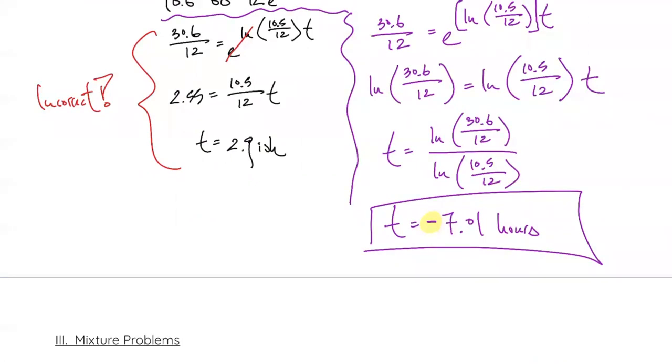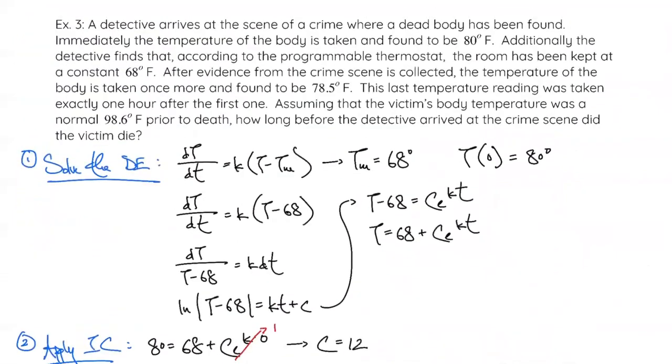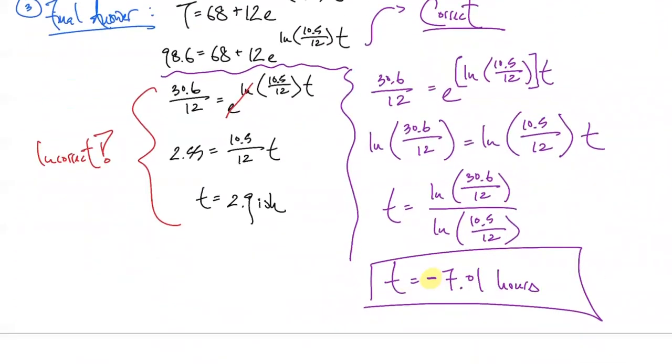Okay, so let's go back to the question, make sure we've answered it. It says, how long before the detectives arrived at the crime scene did the victim die? And we can say that it'll be 7.01 hours before. Okay, and so that negative sign implies the before, but if we were to answer the question, we can just say 7.01.